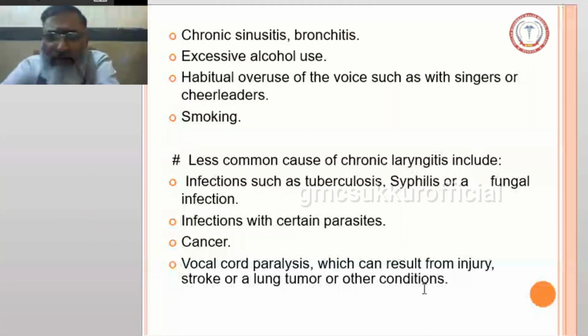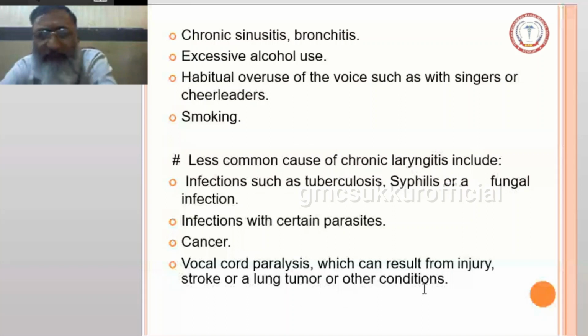Now, less common causes of chronic laryngitis include tuberculosis, syphilis, or fungal infection. Parasites are there, cancer is there, vocal cord paralysis. You know the vocal cords are supplied by the recurrent laryngeal nerve. So when there is a cerebrovascular accident or stroke, or tumors of the lung, that causes vocal cord paralysis. And you know the left recurrent laryngeal nerve enters into the chest, then ascends upward to the vocal cord. So lung tumors or lung inflammations cause paralysis of the left recurrent laryngeal nerve, and cause vocal cord paralysis and worsening of voice.